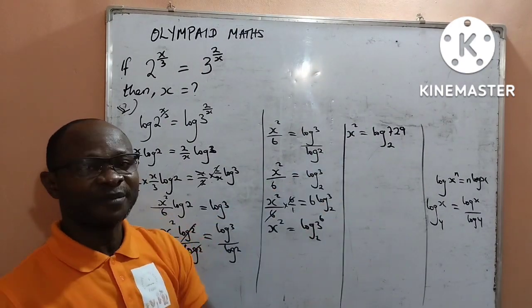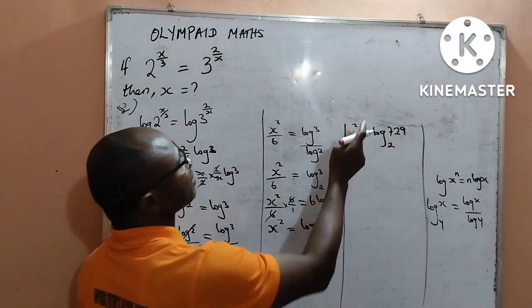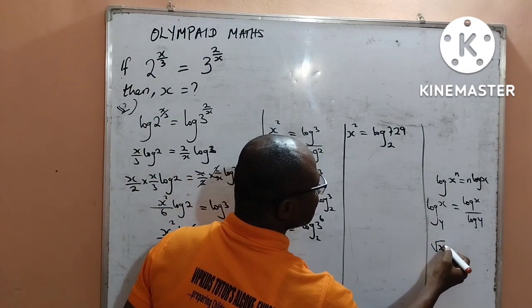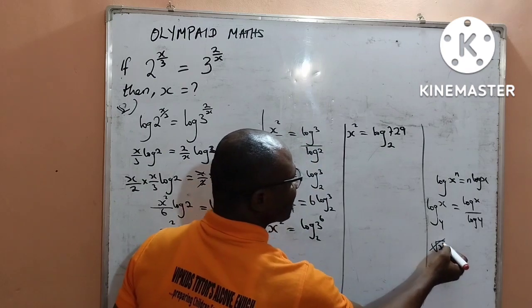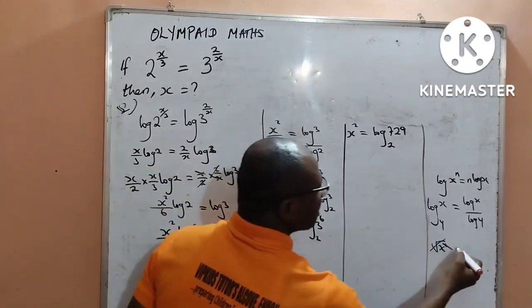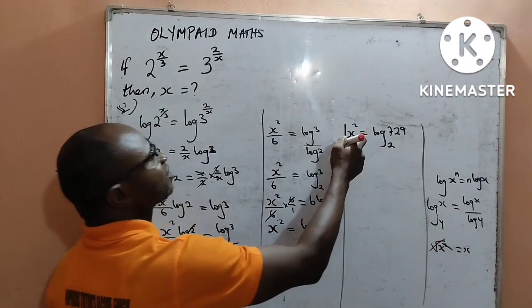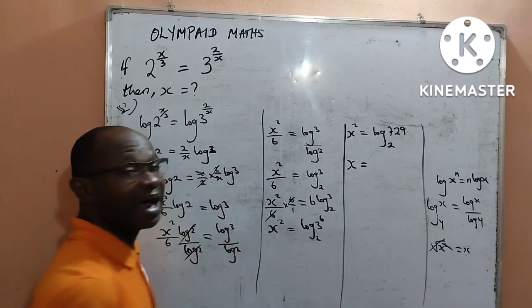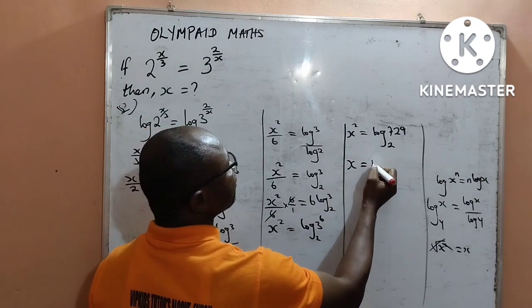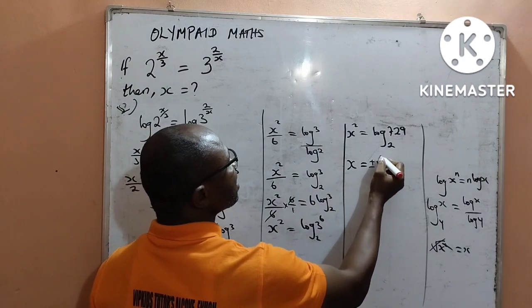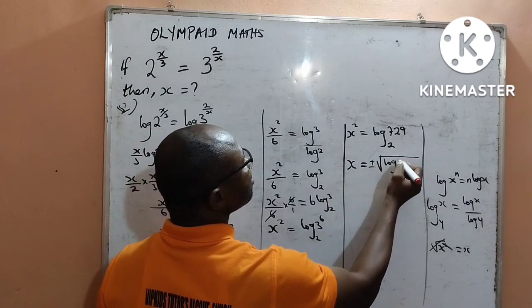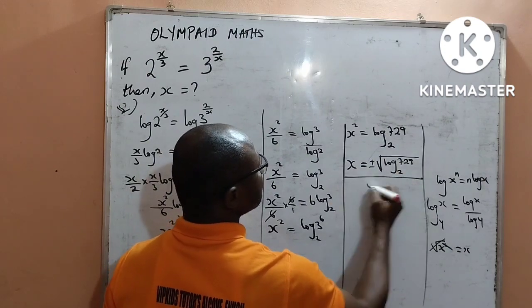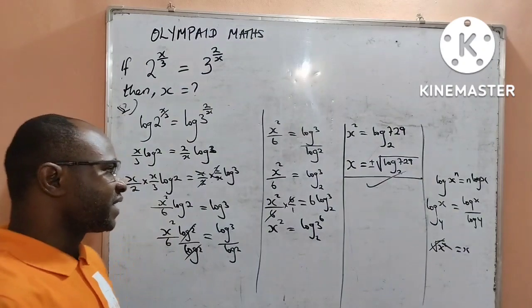We just take the square root of both sides. When we take the square root of this side, of course you know that the square root of x raised to the power 2 leaves us with x. Therefore, the square root of x raised to the power 2 will simply give us x. And on the right hand side, what we shall have is plus or minus the square root of log 729 base 2. Final answer. This is very correct.